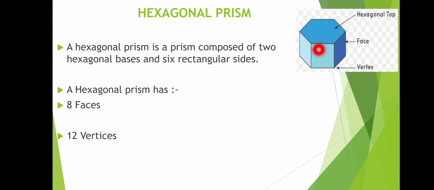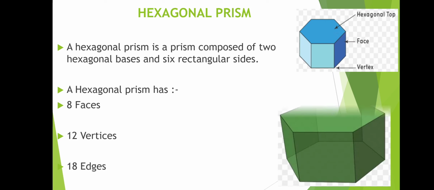And these are the vertices, the dotted cornered parts. So there are 12 vertices, and it has 18 edges. 1, 2. If you count like this, you will get the 18 edges. See, this is the complete shape of the hexagonal prism.